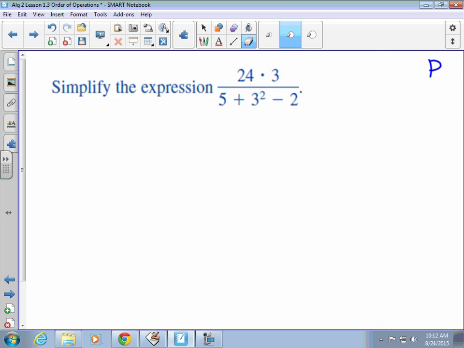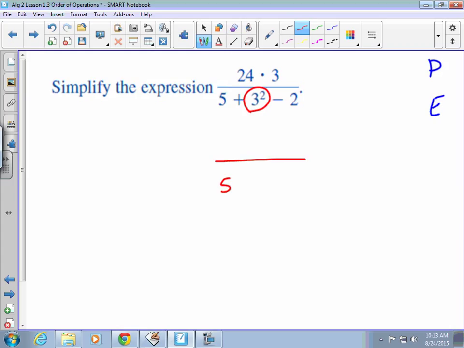Okay. The next step we have is our exponents part. We have 3 squared right here, so we can take care of that. So evaluate what's on the bottom. 5 plus 3 squared is going to be 9 minus 2, so we still have 24 times 3 at the top. The next part of our order of operations is multiplication and division.